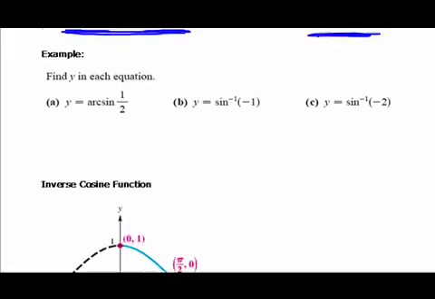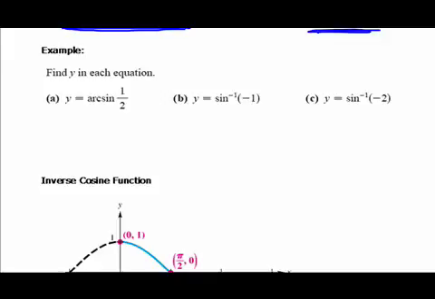So letter A says, find y in each equation. So here we have y equals arc sine 1/2. So what I like to do is I rephrase the question. Arc sine means the answer is an angle, right? Plain old sine function, plain old y equals sine x, you plug in an angle, out comes a real number. Well, see, now we're swapping those roles. We're plugging in a real number. We're trying to figure out what angle causes that real number to happen. So another way of thinking of letter A is, what angle has a sine of positive 1/2?